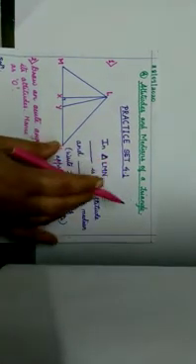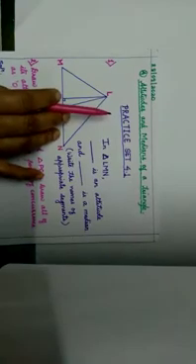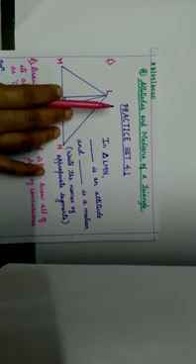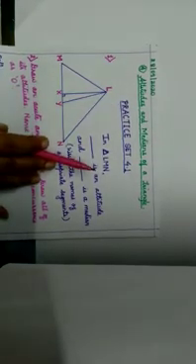We have started chapter 4, altitudes and medians of a triangle. In the previous class we studied medians, how to draw medians of an acute angle triangle, right angle triangle and an obtuse angle triangle. So students, let us start practice set 4.1.